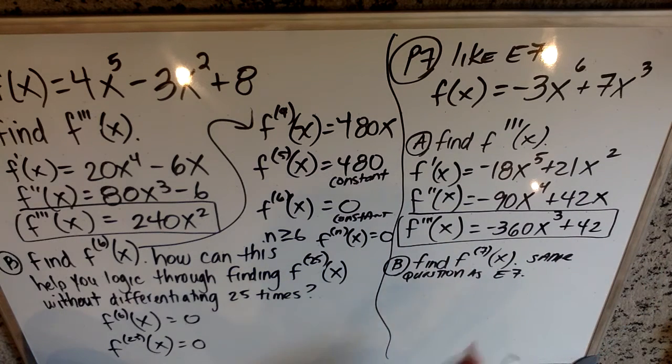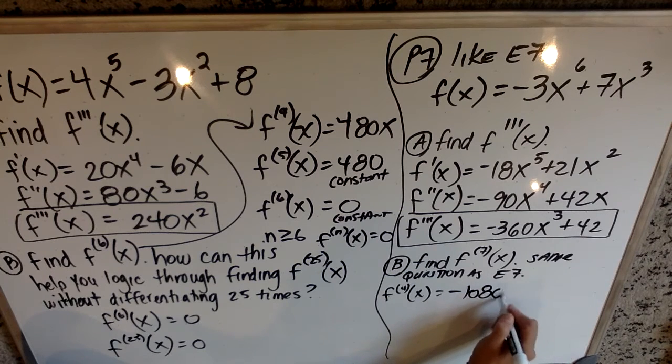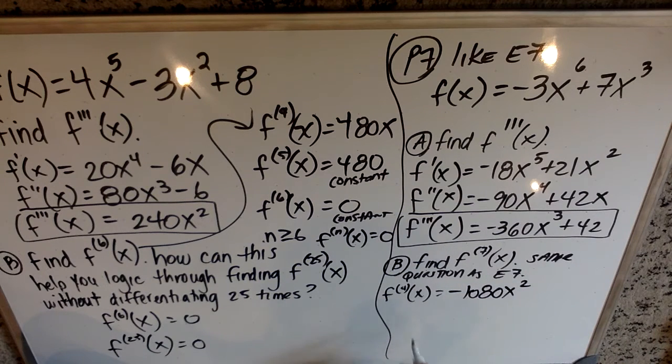And then the same thing's going to happen here. If I want to derive all the way down to the seventh derivative, I'm going to end up with a 0, right? And I can do that work here. So the fourth derivative would be a, I don't feel like multiplying by 3, it's a 900 and that's a 180. So negative 1080x to the second, right? And the 42 disappears.